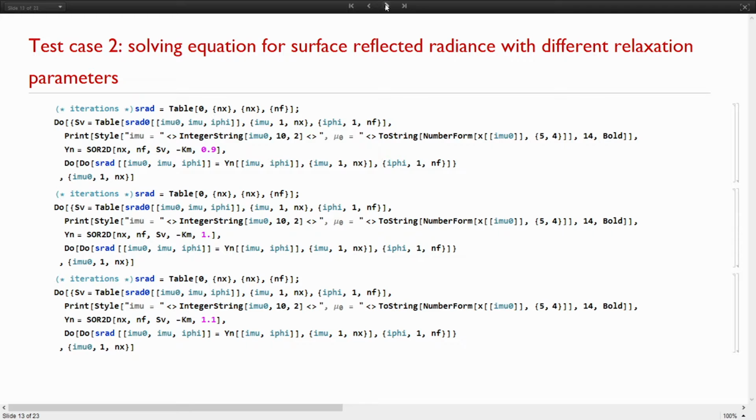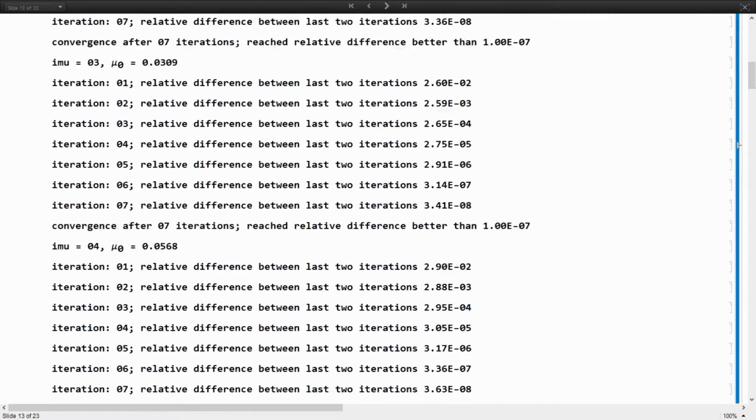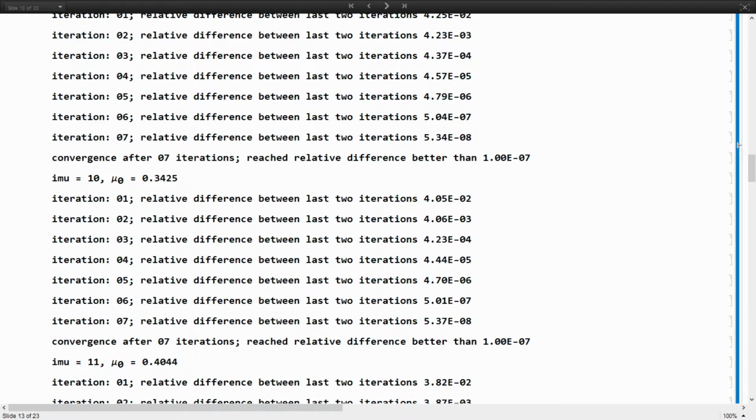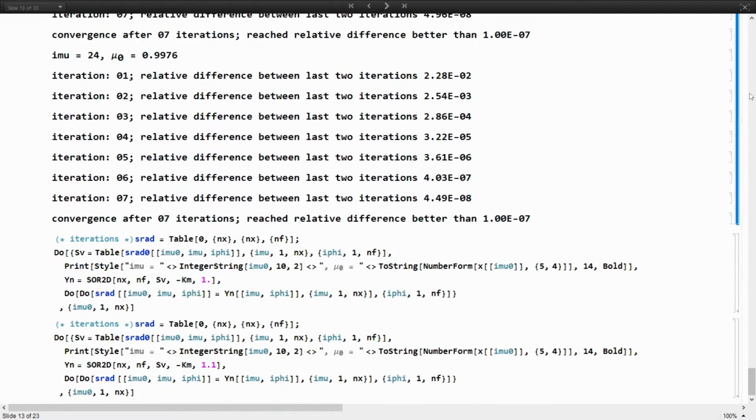And these slides present computations for 3 different relaxation parameters. I begin with parameter of 0.9. And we can see that iterations converge quickly. So for any solar zenith angle, no problem anywhere, really.